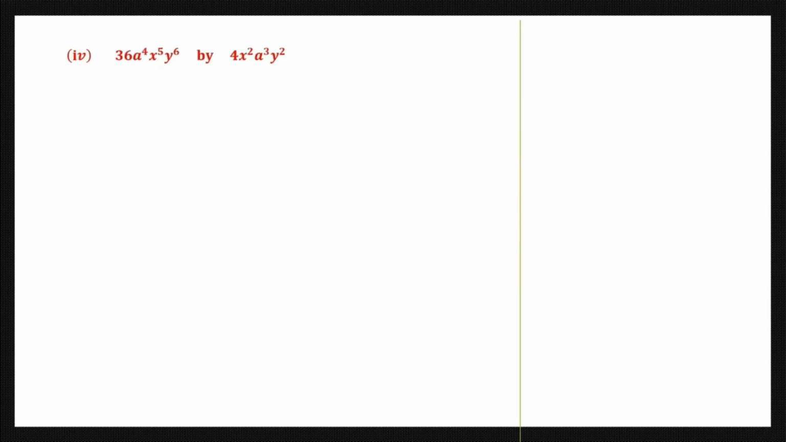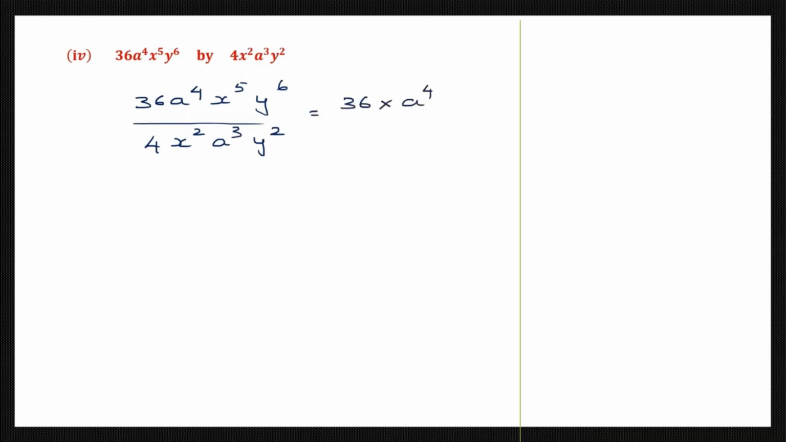Question 4. Here I have 36 a to the power of 4 x to the power of 5 y to the power of 6 divided by 4 x to the power of 2 a to the power of 3 and y to the power of 2. So this will be 36 into a to the power of 4 into x to the power of 5 into y to the power of 6 by 4 into x square into a to the power of 3 into y square or y to the power of 2.